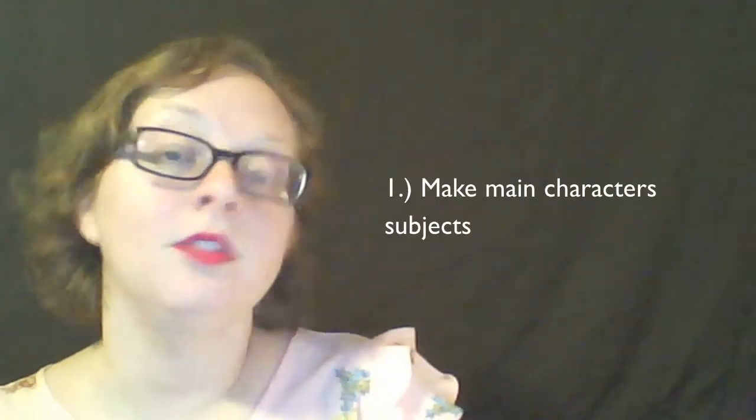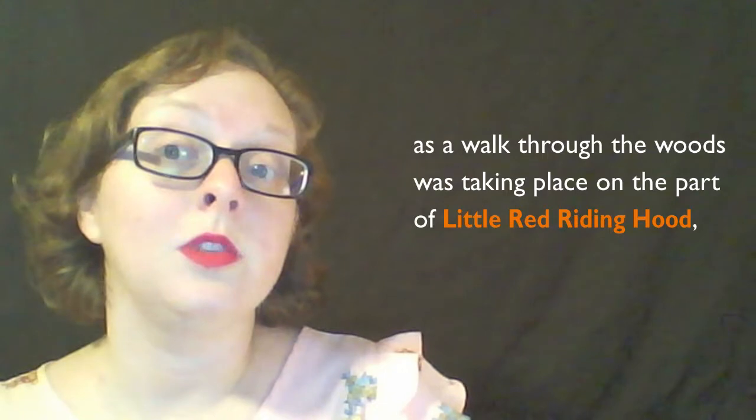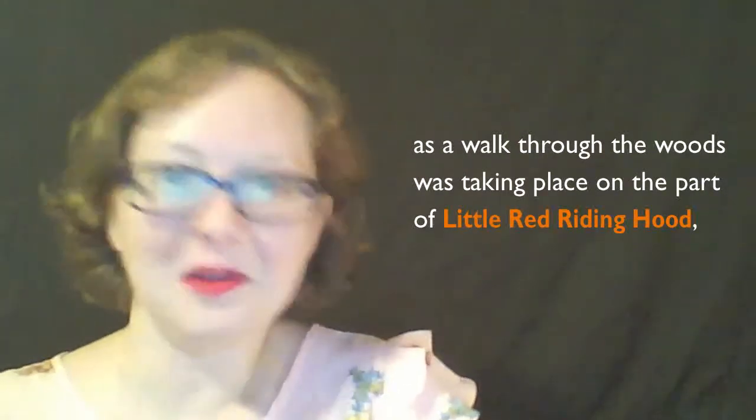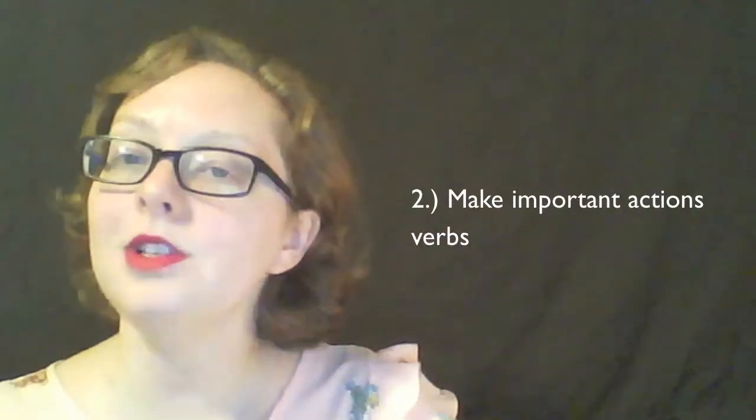The book gives you a few principles to help you make the story easier to read. The first being, make main characters subjects. So what's the character in that first mini sentence? As a walk through the woods was taking place on the part of Little Red Riding Hood. Well, it's Little Red Riding Hood, of course, so let's make that the subject. Now the second principle they give you is make important actions verbs. So what's the verb in that part of the sentence?